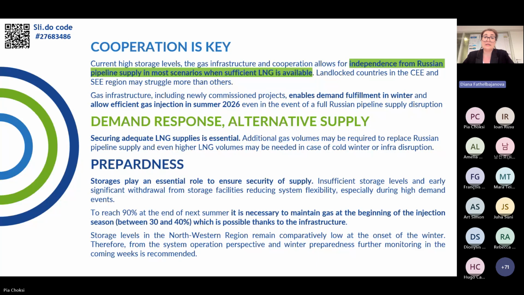We see that the gas infrastructure ensures that winter demand can be met and allows sufficient gas injection in summer 2026, even if there were a complete disruption of pipeline supply from Russia.